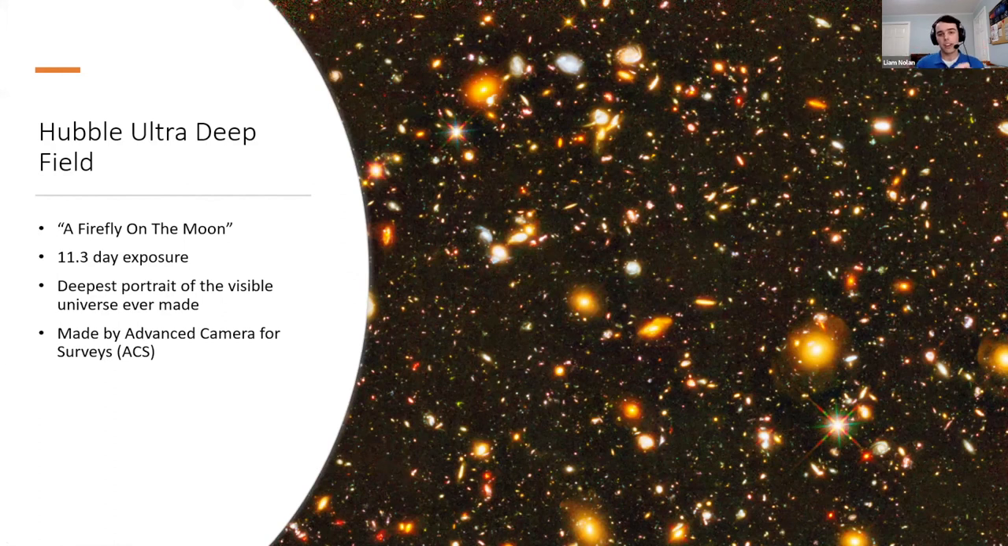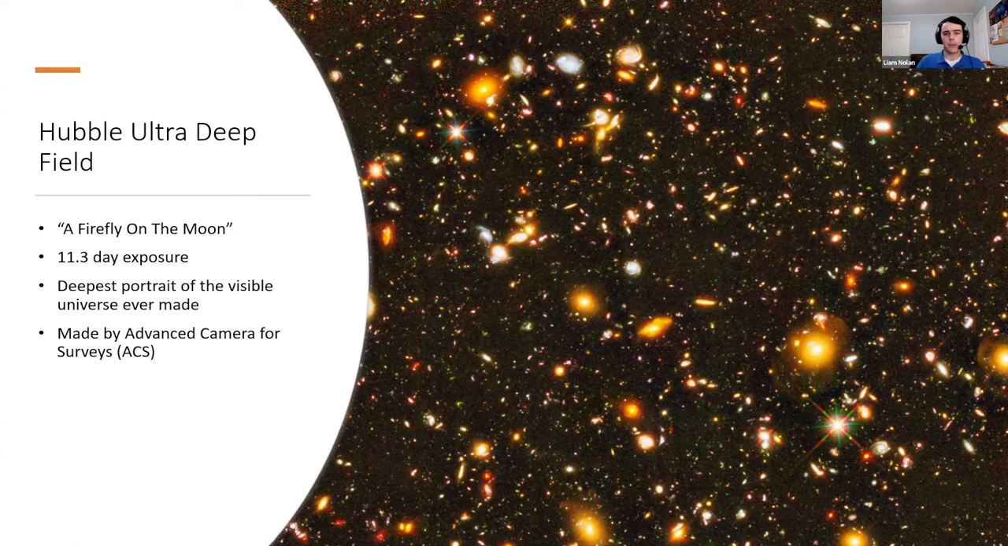Hubble looked at an area on the sky the size of your thumbnail if you held it out at arm's length away from you. And that tiny portion of the sky had thousands and thousands of galaxies in it. And all of these will have stars, planets, all these sorts of things, which is really crazy.